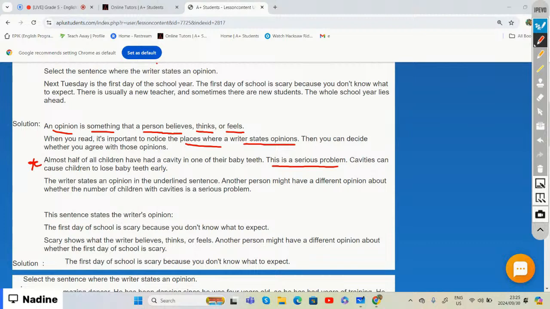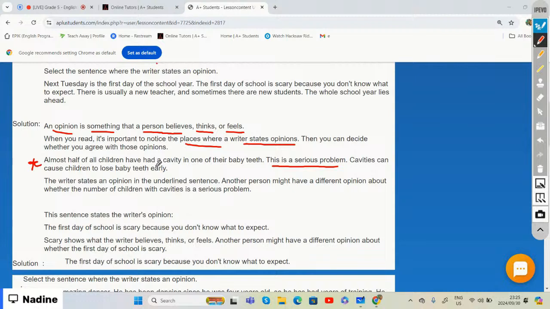This is a writer's opinion, where he says almost half of all children have had a cavity in one of their baby teeth. This is a serious problem. Cavities can cause children to lose their baby teeth early. That is the author's opinion. Because if you look at that, another person, especially with that statement, might have a different view or different opinion about whether the number of children with cavities is a serious problem.